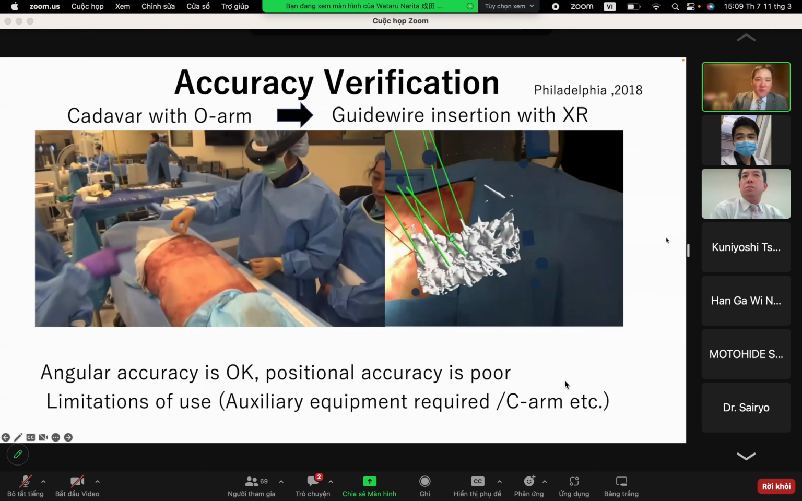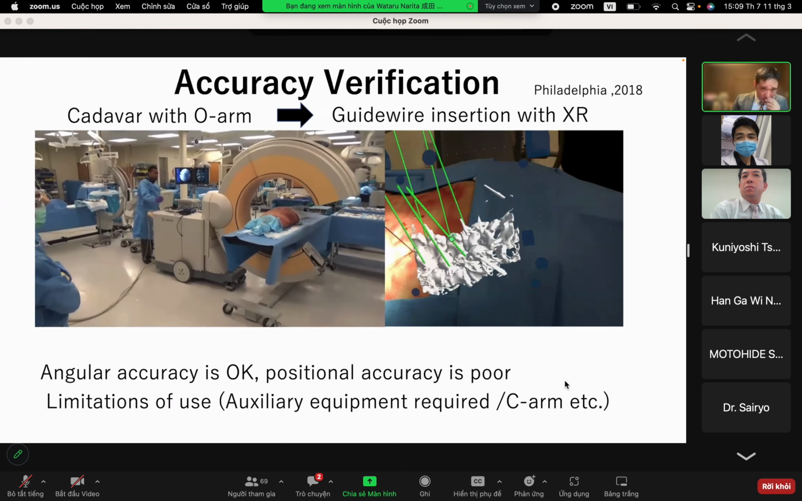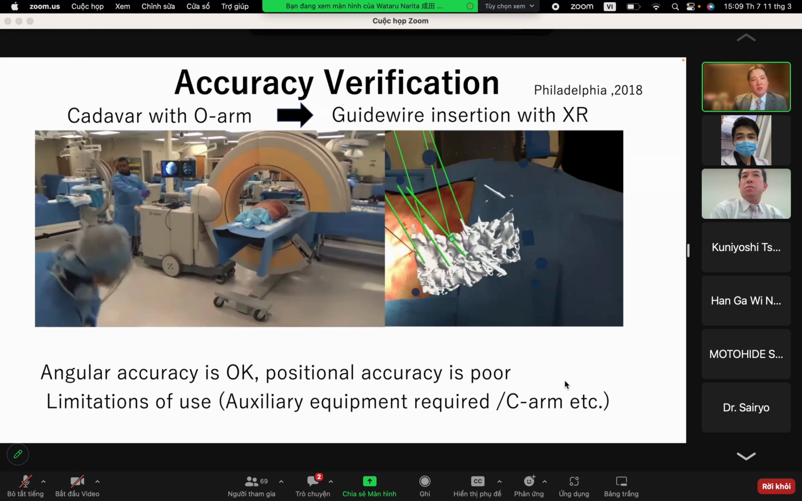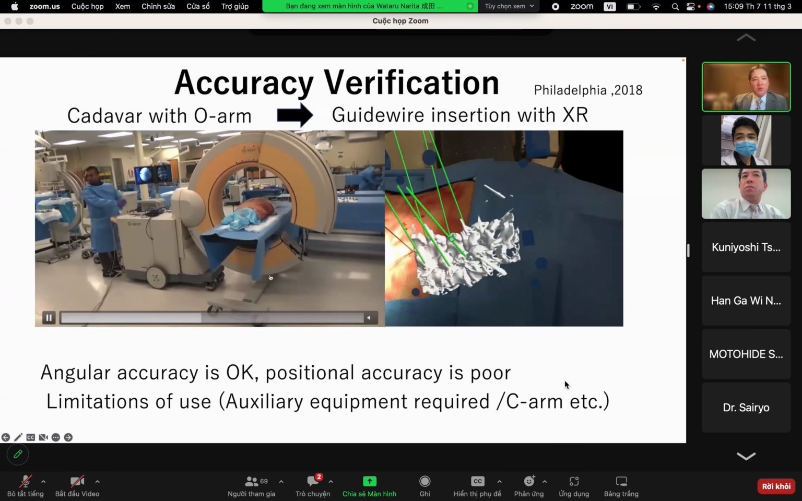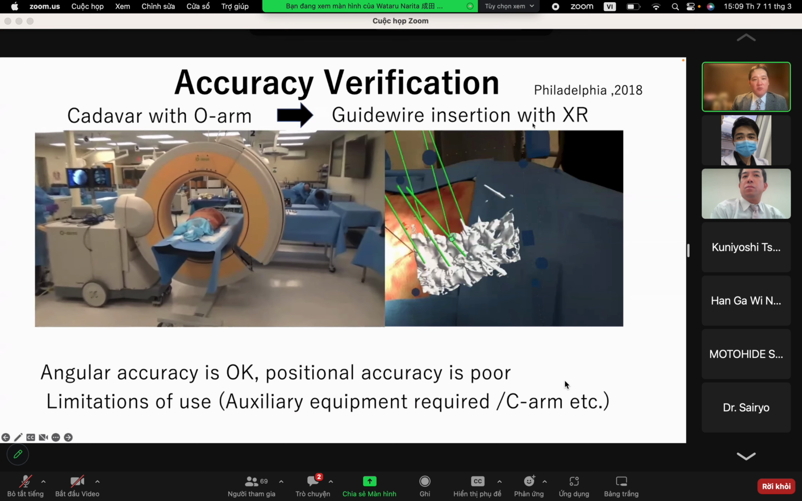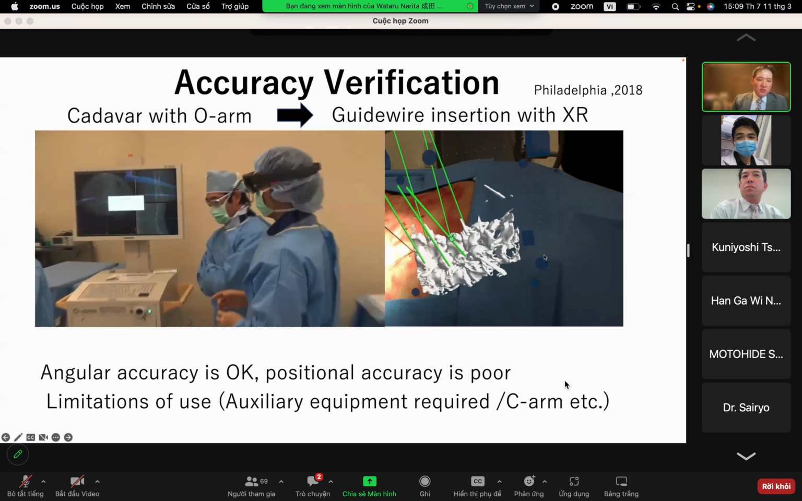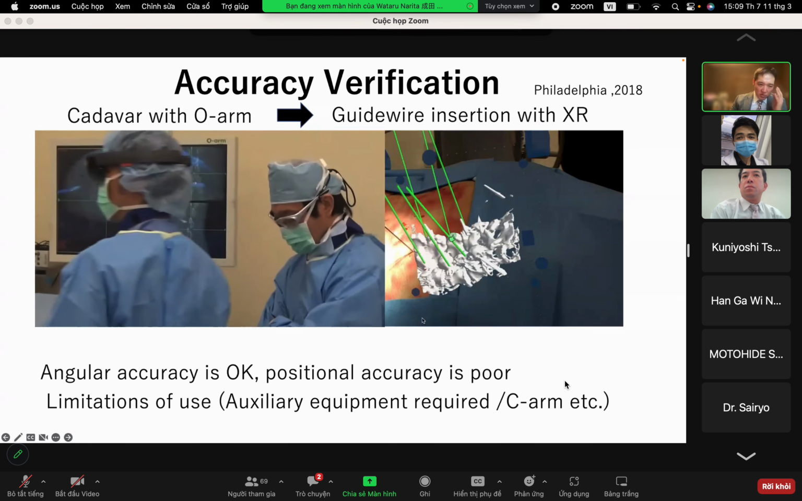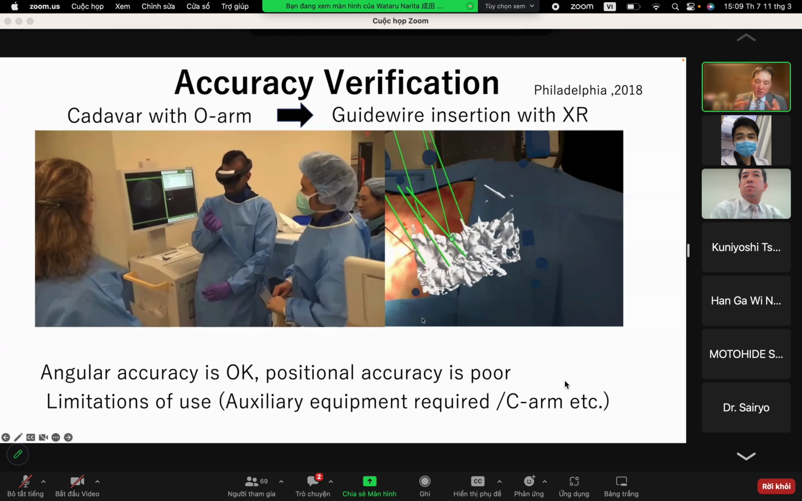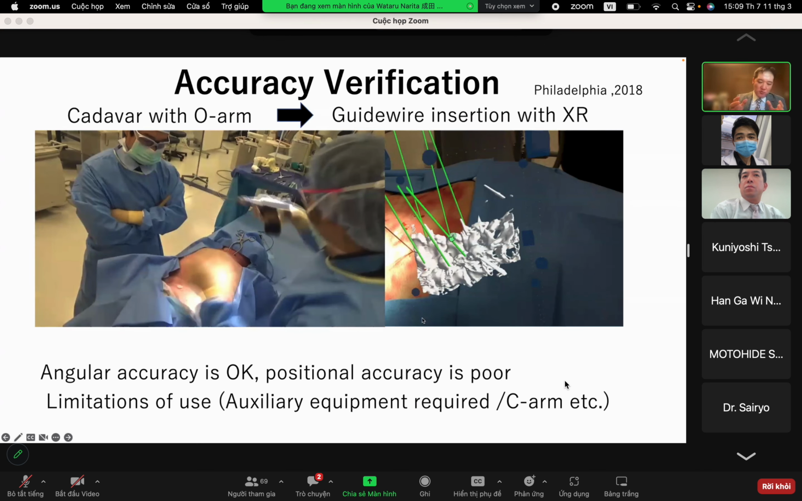And this is a verification. This is a cadaver with wire and guide wire insertion using extended reality. The angular accuracy was okay, no problem. But the positional accuracy is poor if we move quickly, and the image is poor. So we need other equipment, like a C-arm.